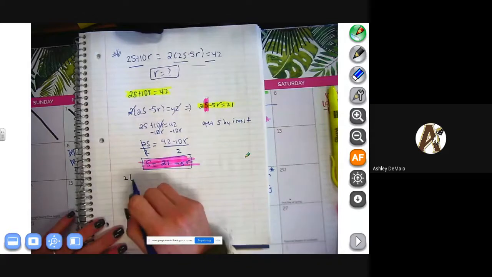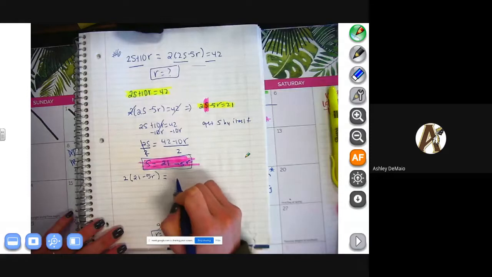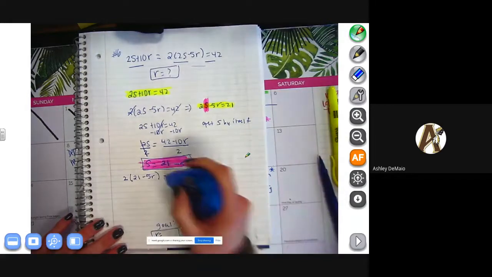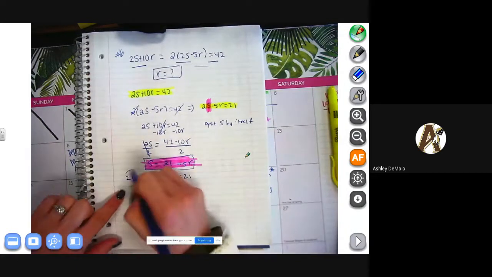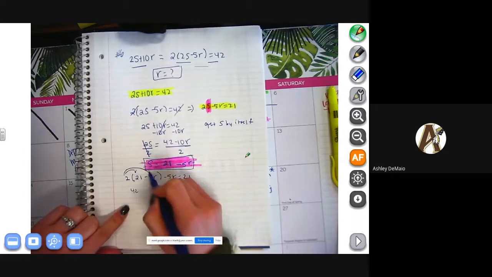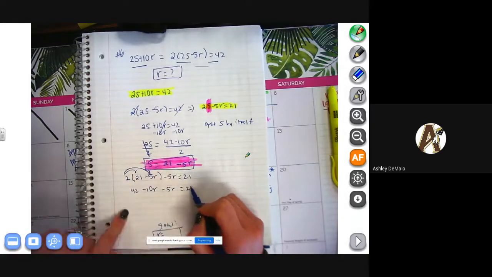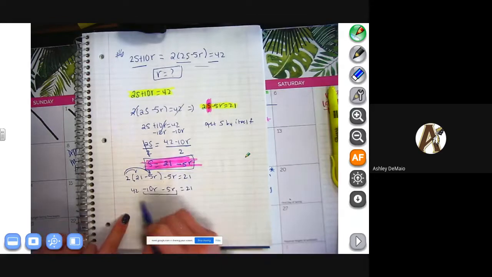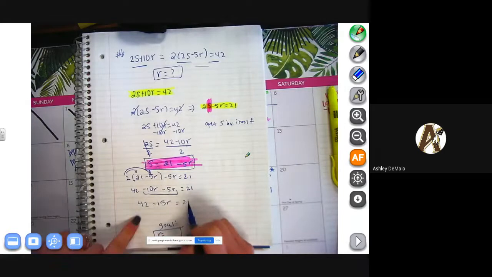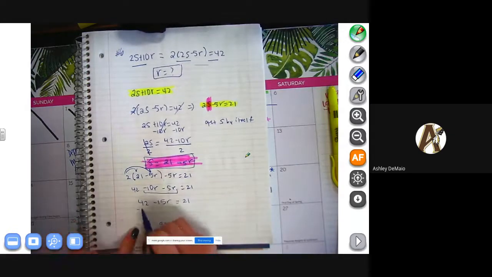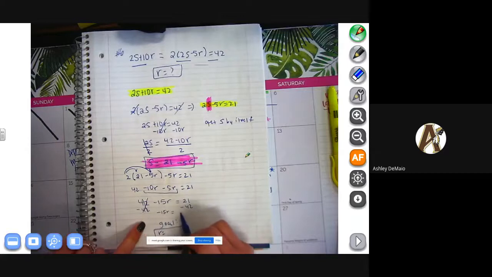So now 2 times our pink s, which is 21 minus 5r, oh, minus 5. I almost forgot the extra minus 5r, equals 21. Okay? So now if we distribute, 2 times 21 is 42. 2 times negative 5r is negative 10r. Minus 5r equals 21. Now we want to combine our like terms. So we have 42. Negative 10r and negative 5r is negative 15r. That's 21. Okay, and again, we're trying to get r by itself. So let's bring this 42 over to the other side so it cancels out. We are left with negative 15r equals negative 21.